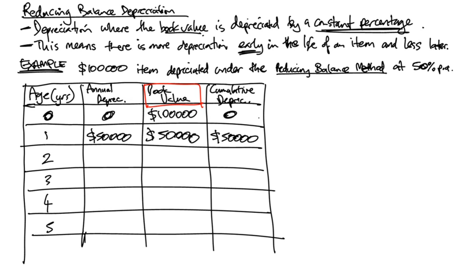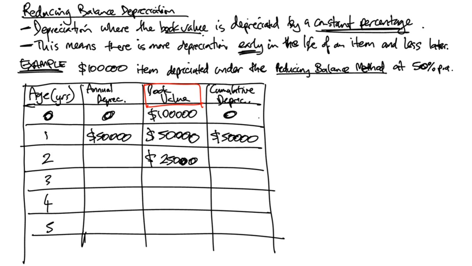So let's move on to the next. Again, you're always filling this column down for reducing balance. 50,000 and depreciates by 50% in the year. So what is 50% of 50,000? It's going to be 25,000. So your book value is going to end up half of 50,000, which is going to be 25,000 book value at year 2.